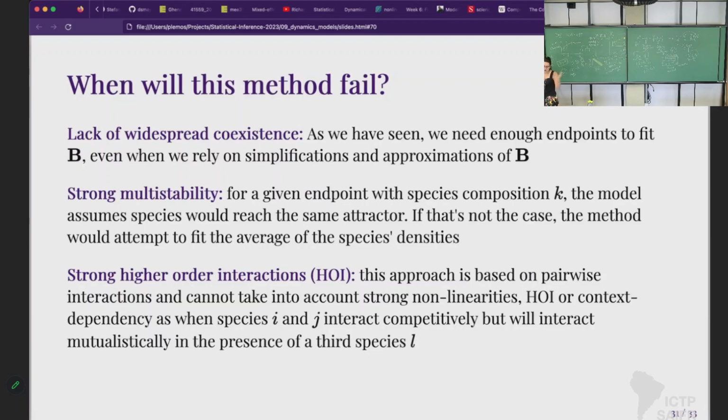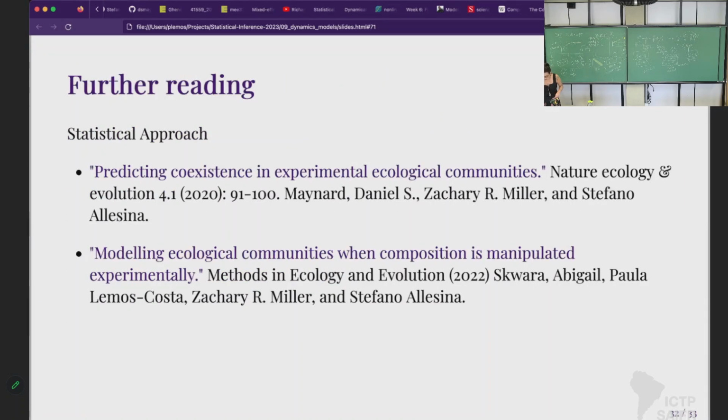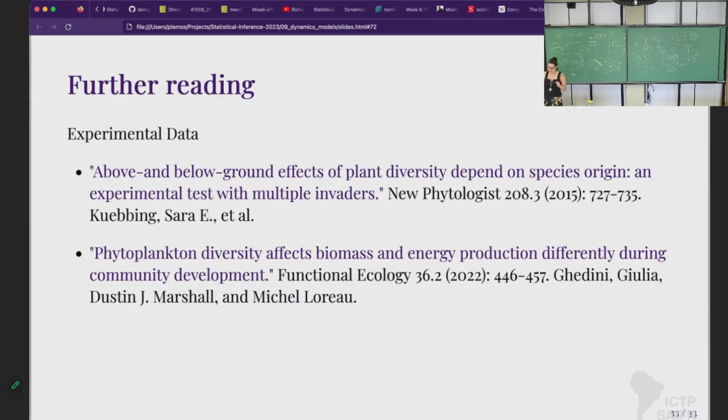And finally, when you have really strong higher order interactions, this wouldn't work either, because this is just assuming a linear pairwise kind of model. So this would also fail when we move to higher order interactions. You can read more about this approach in these two papers, and the experimental data comes from these other two papers.